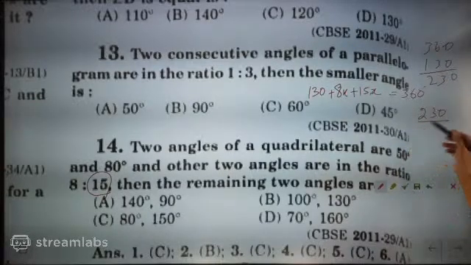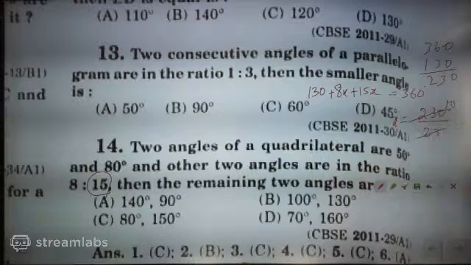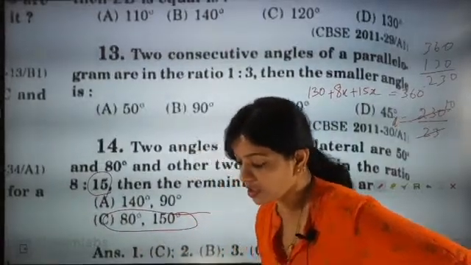So 360 minus 130 is 230. 230 divided by 23 is 10. So 10 into 8 will become 80. So one answer will be 80, and the other will be 150. C is going to be the correct answer.